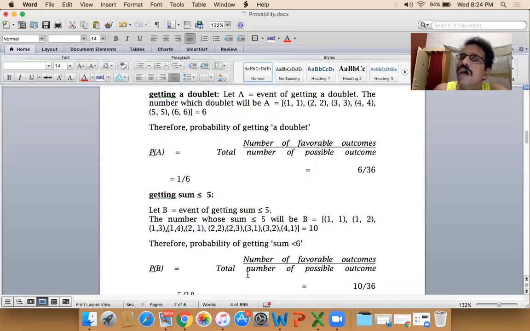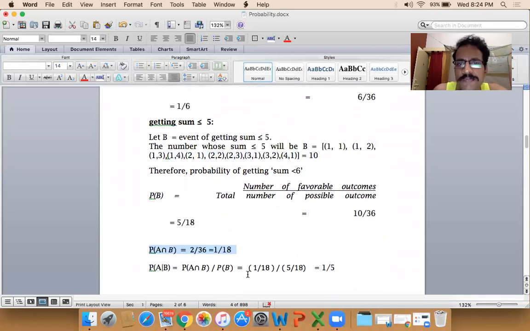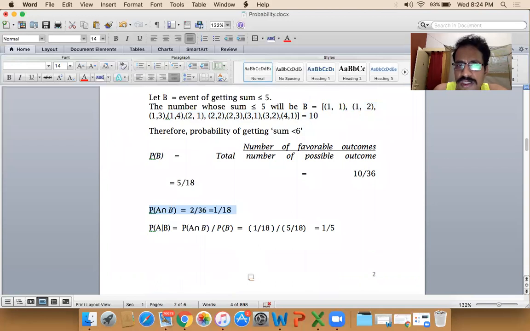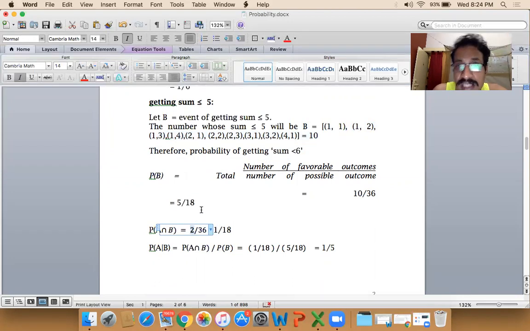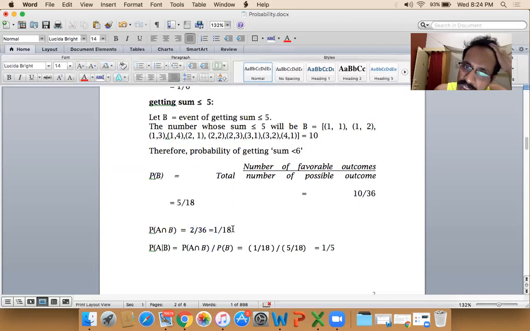That you have a doublet as well as you have sum less than 6. So the entire sample space is 36, and there are only 2 such cases, when in case of a doublet the sum is less than 6: 1 1 and 2 2, right? Rest all are greater than 6. So there is 2 by 36 or 1 by 18. Now you apply the Bayes formula to it and you get probability of A intersection B divided by probability of B.